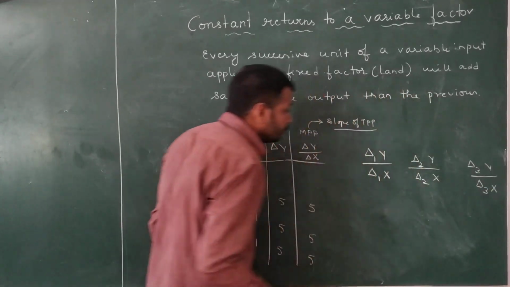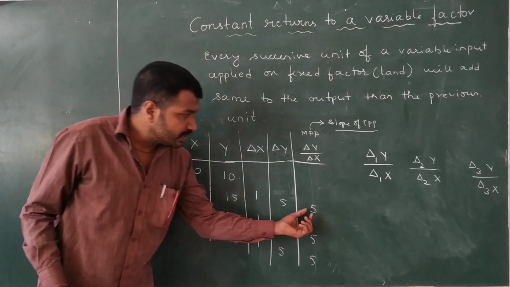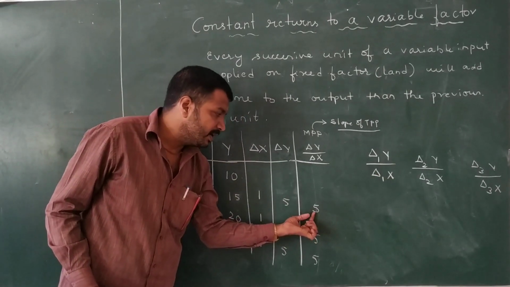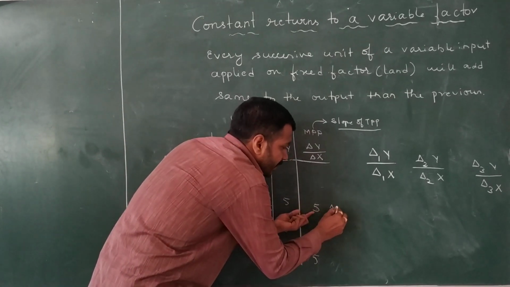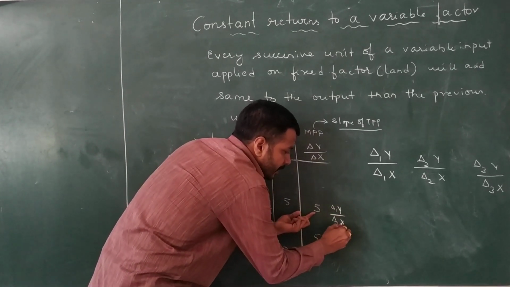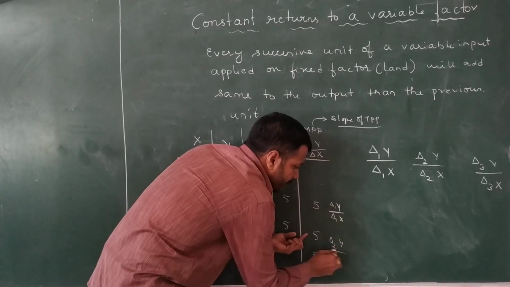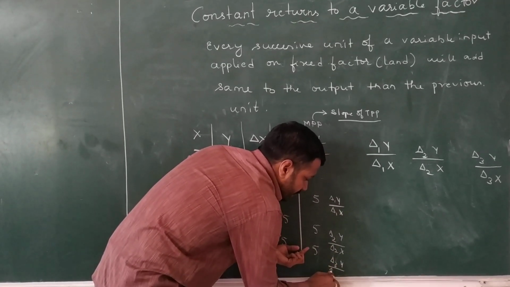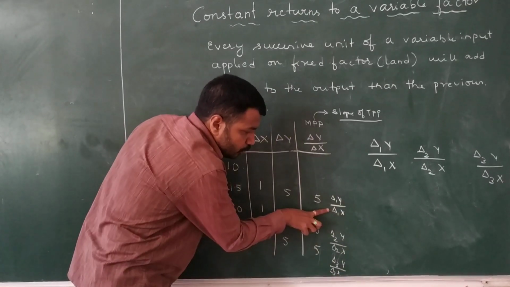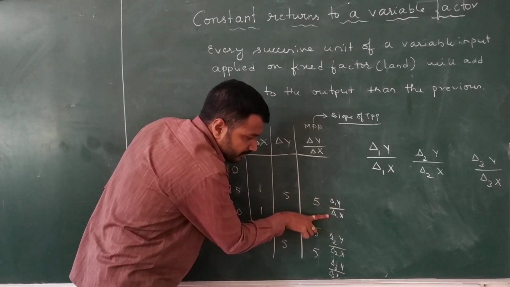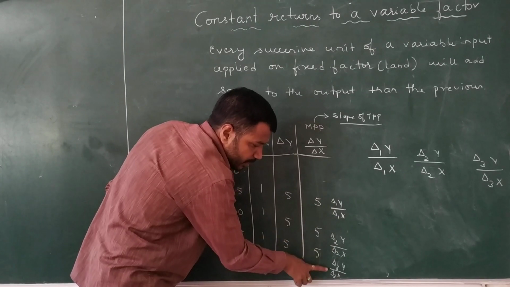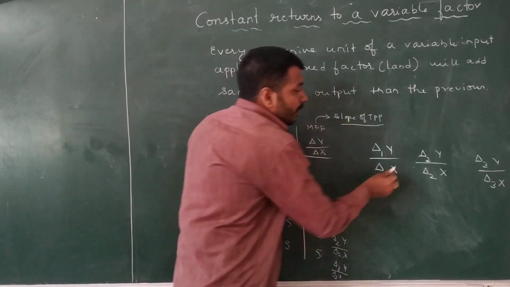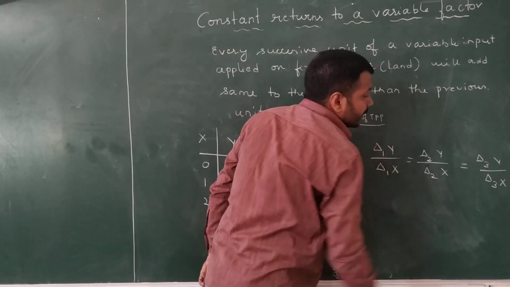Now we need to see what sort of relation these incremental changes will be having. This is delta 1 y by delta 1 x, this is delta 2 y by delta 2 x, and this is delta 3 y by delta 3 x. Now if you observe delta 1 y by delta 1 x, delta 2 y by delta 2 x, delta 3 y by delta 3 x, it has remained the same. So we need to put an equal sign here.